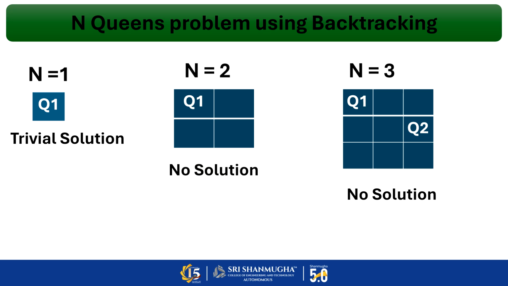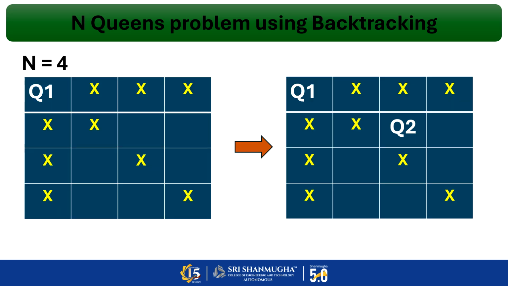Now let us consider n equal to 3. So in the first row, first column I am placing Q1 and Q2 is placed on the second row, third column. But there is no place for me to place Q3, because in third row, first column also I cannot place. Third row, second column means Q2 is diagonal and third row, third column Q2 is straight. So no solution. That's why we are going for n value as 4.